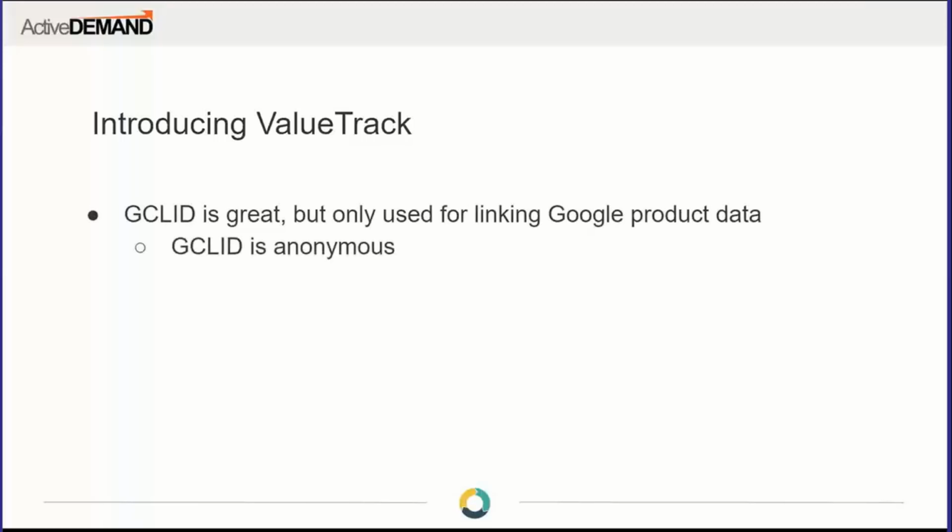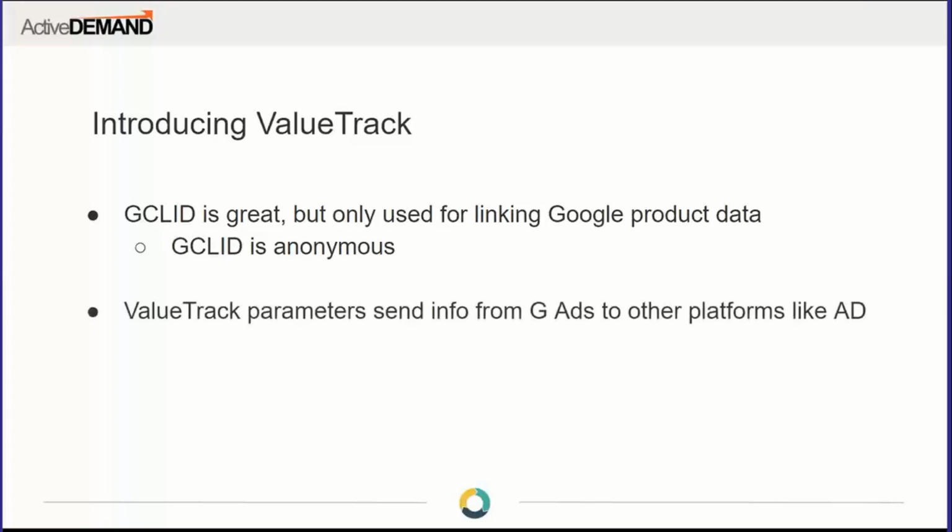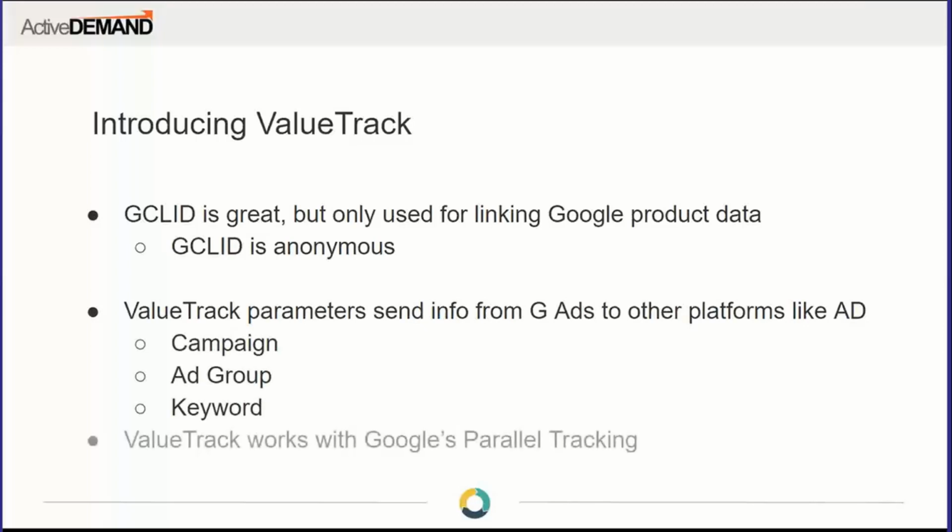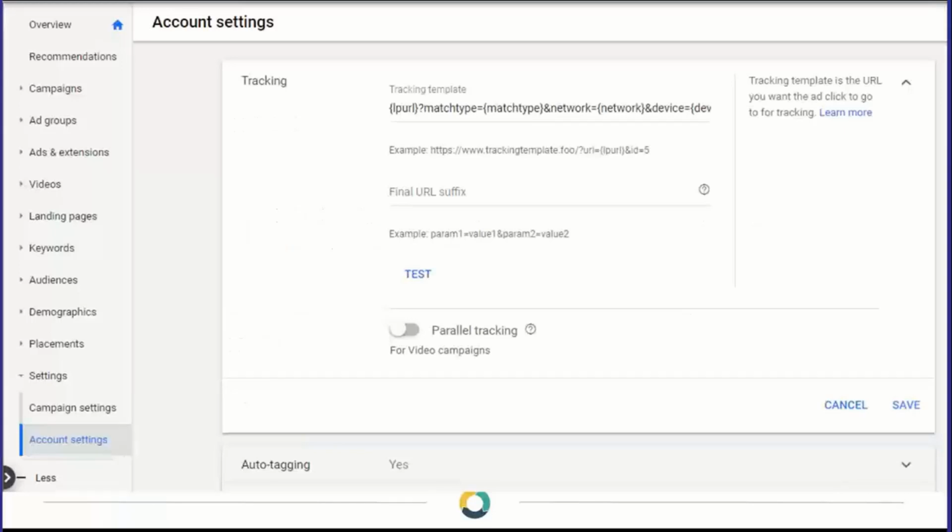So again, GCLID is anonymous. It's just used for Google data. ValueTrack parameters send info from Google Ads to other platforms like ActiveDEMAND, so things like campaign, ad group, keyword, all that kind of stuff. It works with Google's parallel tracking, and it's very powerful and easy to set up. How easy? On a per-account basis, for each Google Ads account, you go into the tracking template and copy in this gobbledygook ValueTrack parameter thing, which we have in the support article. You don't need to madly try to copy down the witchcraft that is in that query string. You copy that in.